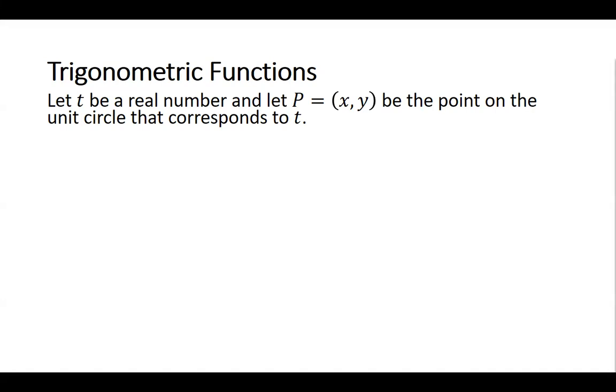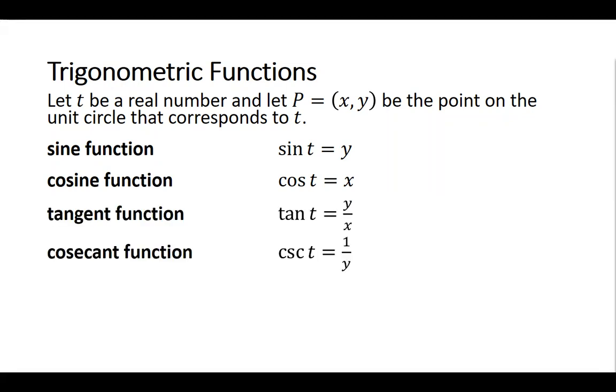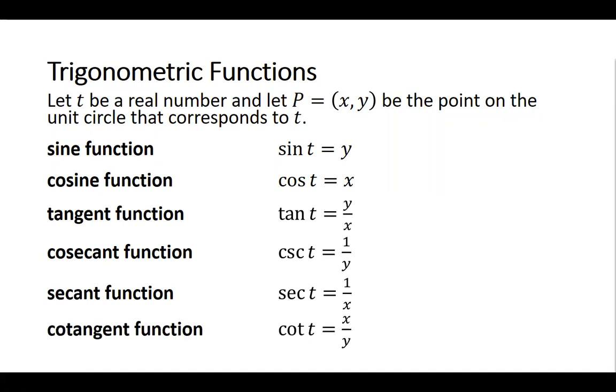So this is going to talk about the trigonometric functions, and let t be a real number and let p be a point on the unit circle at x, y, and that's the point that corresponds to t. The sine function then becomes the sine of t is equal to y. The cosine of t is equal to x. The tangent of t is equal to y over x. The cosecant of t is equal to 1 over y. The secant of t is 1 over x. And the cotangent of t is x over y.